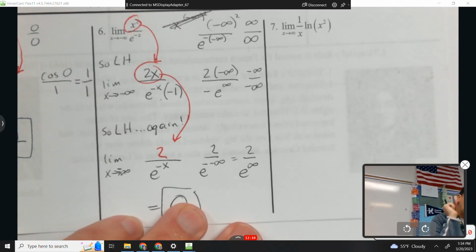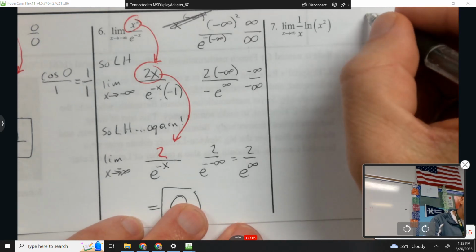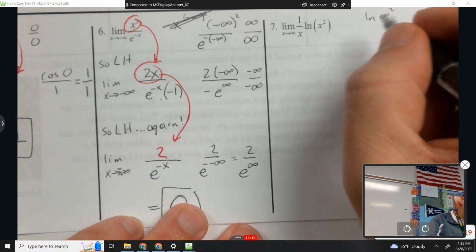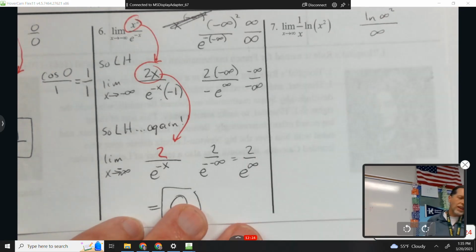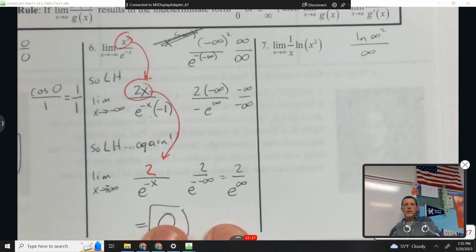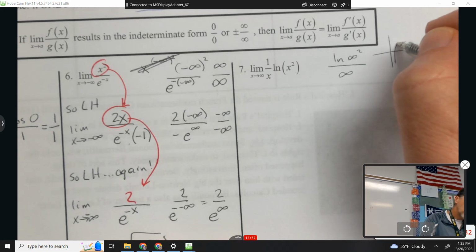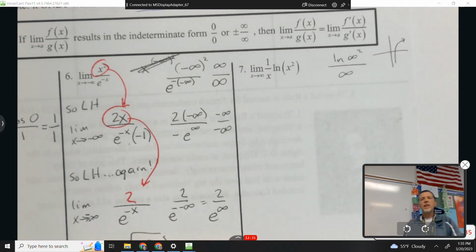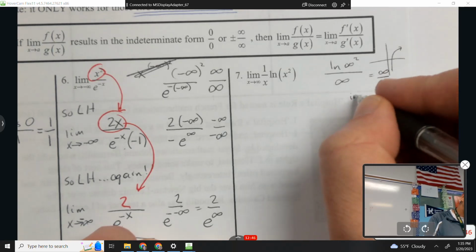Number 7. Limit as x approaches infinity of this thing. So natural log of infinity squared over infinity. Natural log looks like that. So as the argument gets bigger, the natural log gets bigger. So infinity over infinity is indeterminate.